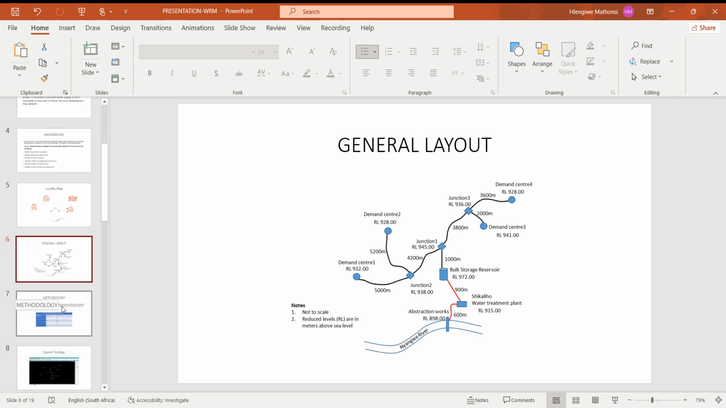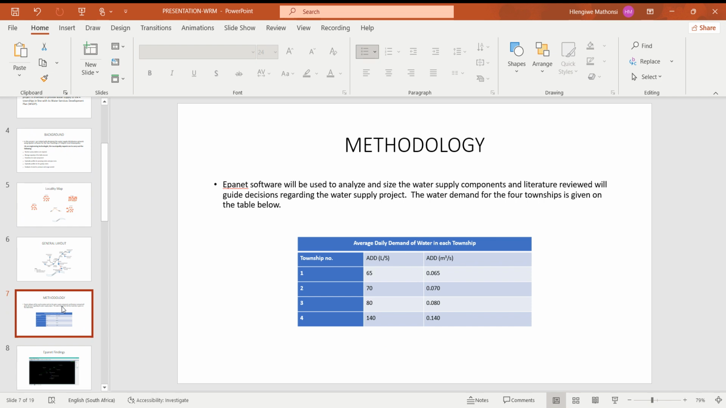I'm going to be taking you through the methodology. EPANET software will be used to analyze and size the water supply components, and literature reviewed will guide decisions regarding the water supply projects. The water demand for the four townships is given in the table below. We are given the average daily demand of water in each township as follows.